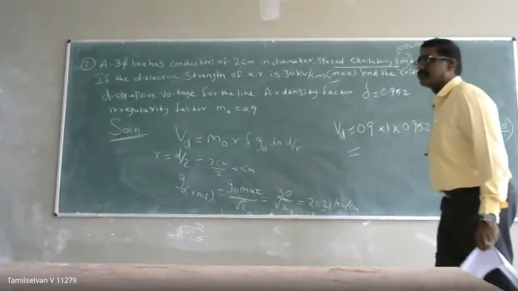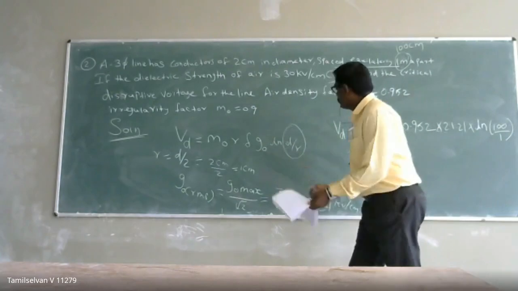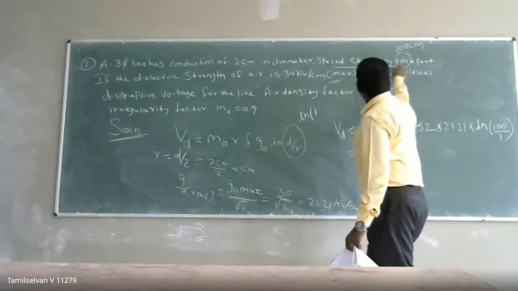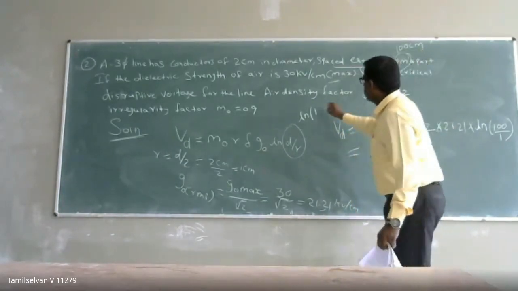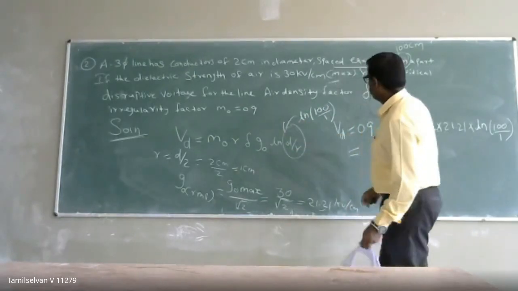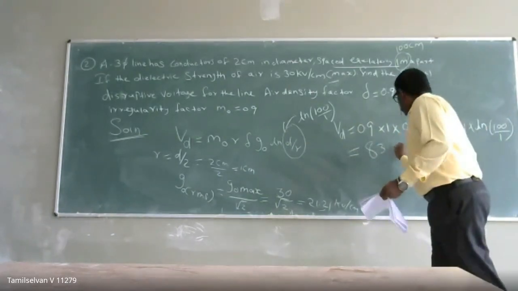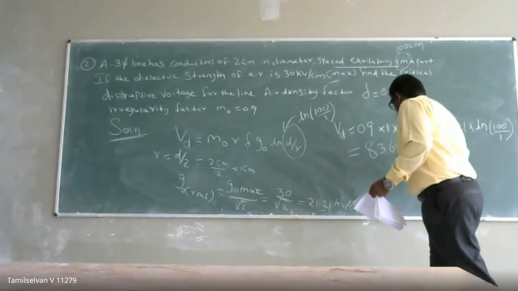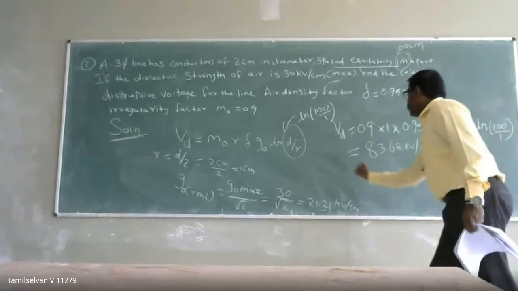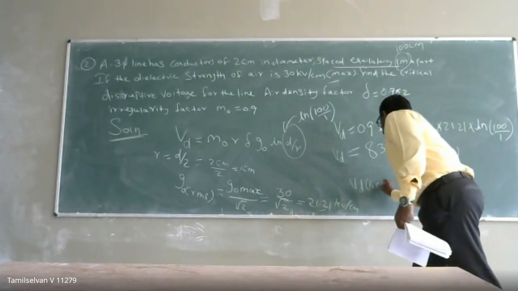You will get nothing but this ln value, ln of D by R, which is 100 by 1, since the distance is in centimeters. Run this value and you will get 83.68 kilovolt per phase. This is the RMS value, but we need the line value.